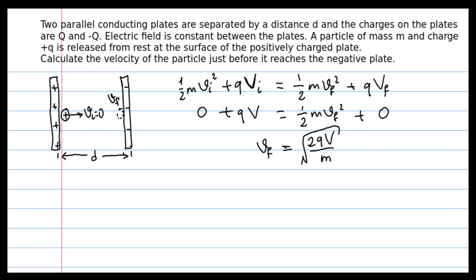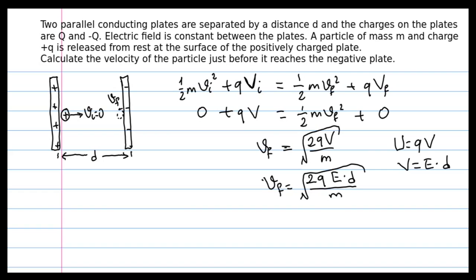So let's remember, potential energy was charge times potential, qV, and also the potential was given in terms of electric field, E times d. From this we can rewrite v final as 2 times q. Instead of V, we are going to write E times d, over m, and the square root of the whole term.